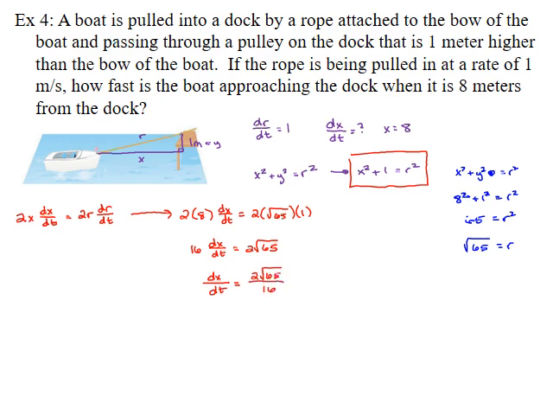And I do need you to reduce this for me as well. The 2 and the 16 both share a 2 in common. So we can say that dx/dt is equal to the square root of 65 divided by 8. So that is the rate at which your boat is moving when you hit that 8 meter mark on the x-axis. And there's an example of where you can use Pythagorean's theorem.